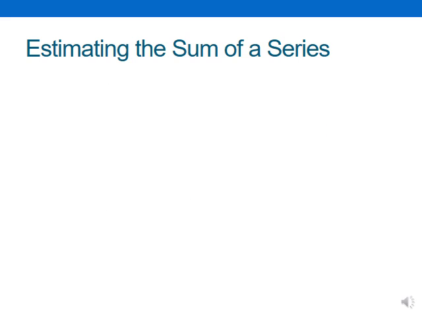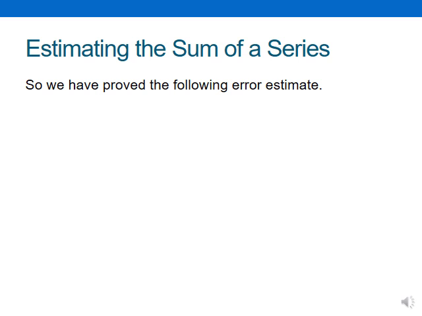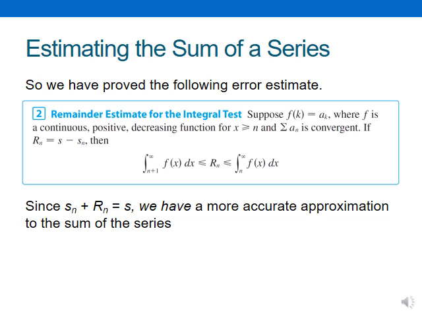By using this previous argument, we have arrived at these error estimate rules, that my remainder term is bounded above and below if and only if I'm dealing with a function which is continuous, positive, and decreasing for values of x greater than or equal to n, and the series is convergent. If all these conditions apply, then I have my bounds for the remainder term.